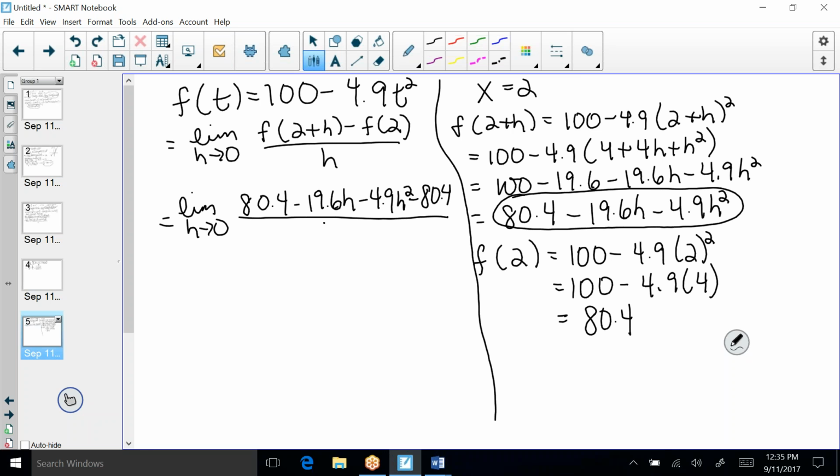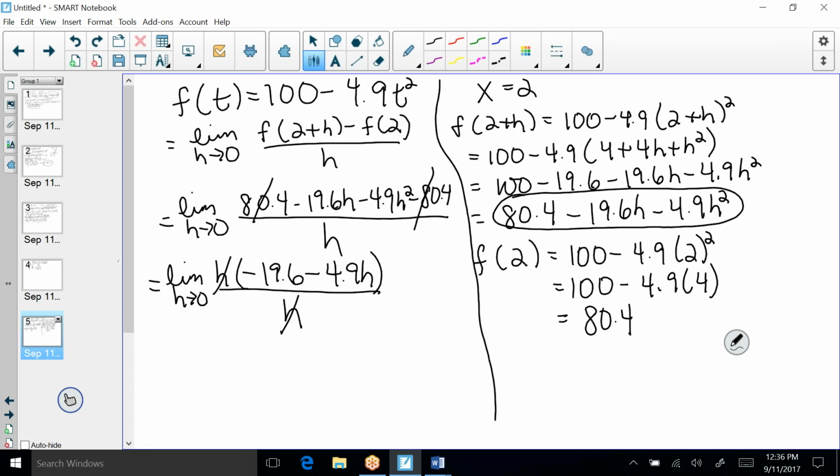And then we're going to divide that by h. Every time we're going to have something that cancels in that numerator, so if you don't, go back and look at your work and see if you made any error. Those 80.4s cancel. And just like before, the rest of the terms have an h that we can factor out. So we have the limit as h goes to 0, factor that h out and get negative 19.6 minus 4.9h divided by h. The h's cancel.